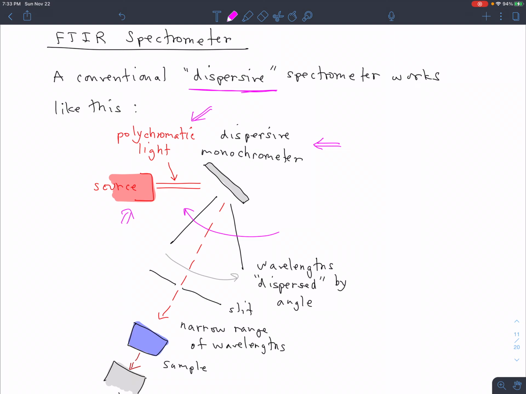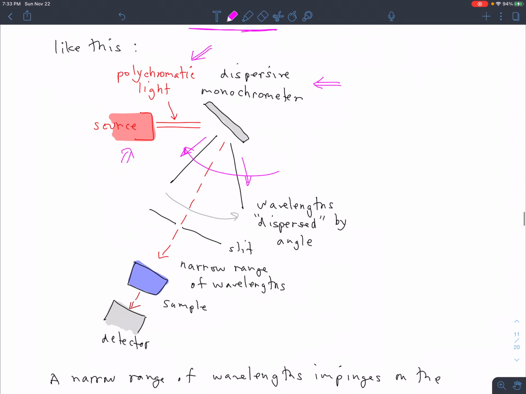You get a range of IR frequencies spread out in angle, and then you just put a slit in front of those so that the light that's actually hitting your sample is one particular relatively pure wavelength. And then you just measure the absorption, and then you rotate the mirror usually, or the grating usually, and in that way you get a whole range of wavelengths impinging on the sample, and that's how you get your spectrum.